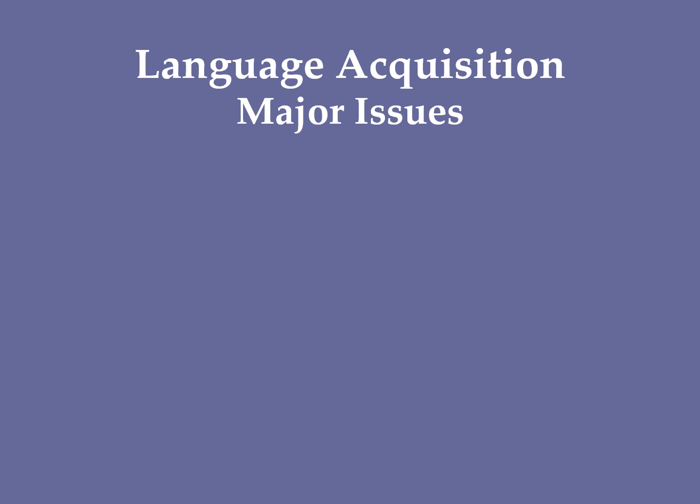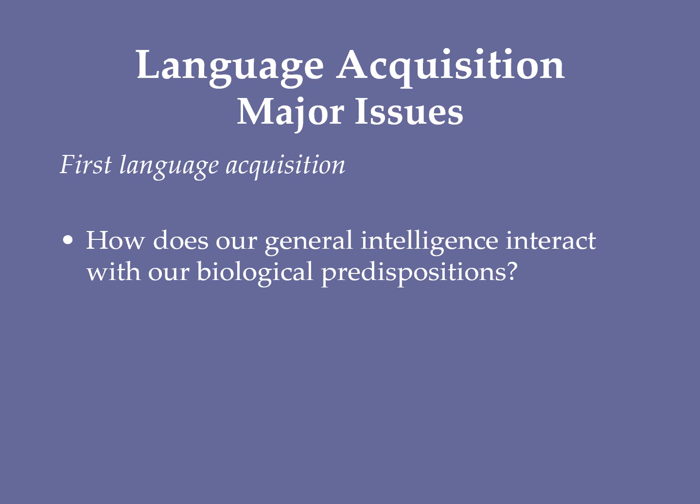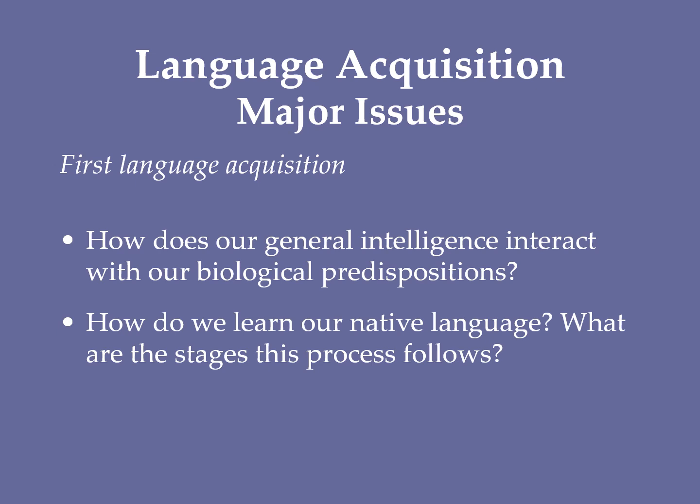In language acquisition, some of the major issues for first language acquisition are language disorders or loss or linguistic deprivation. And how does our general intelligence interact with our biological predispositions? So the critical period hypothesis, there's a biological basis of language learning. And how do we learn our native language? What are the steps? What are the stages?